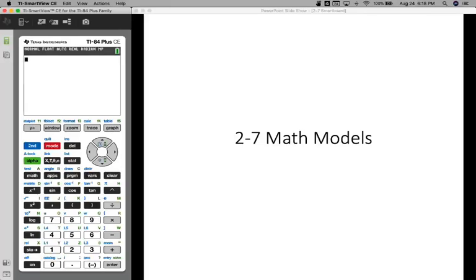Hi everybody, this is lecture 2.7, Math Models. This is where we start getting into the word problems for this unit. We are going to take notes on pages 16 and 17 of the student note packet.